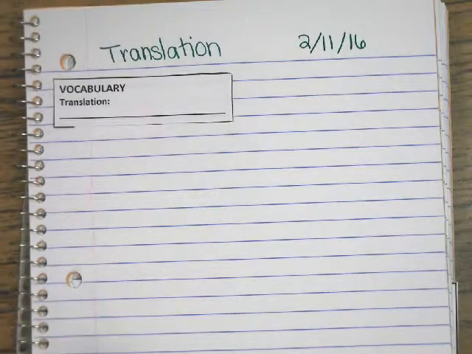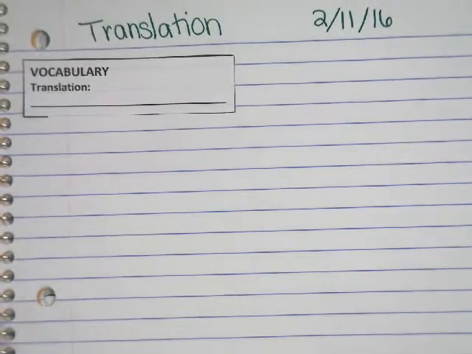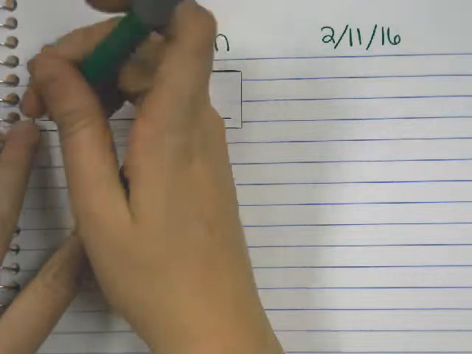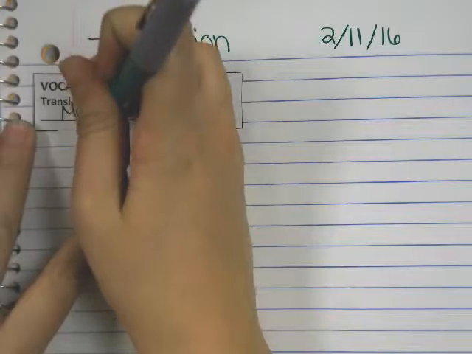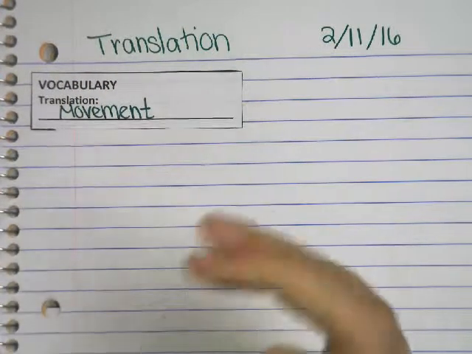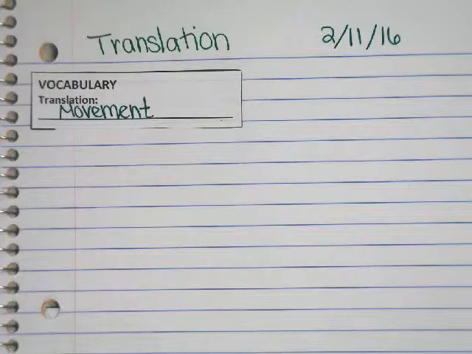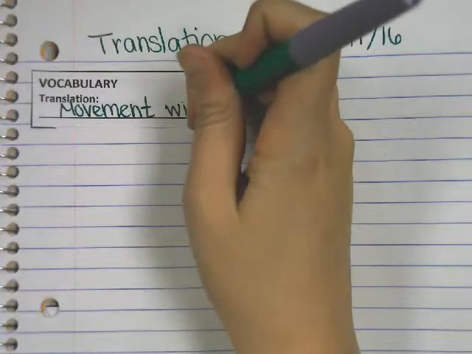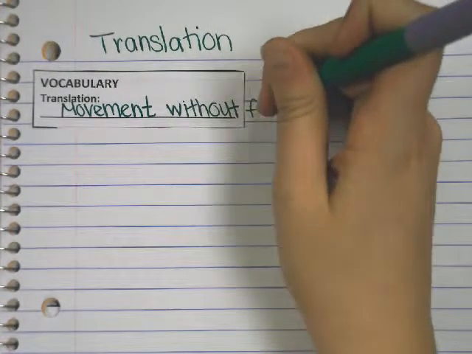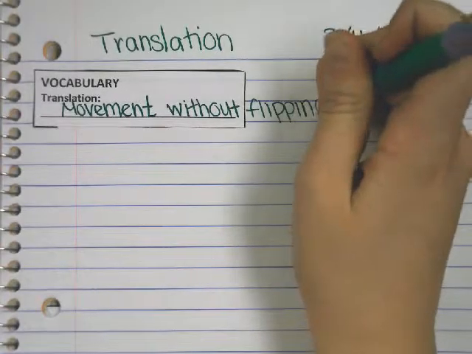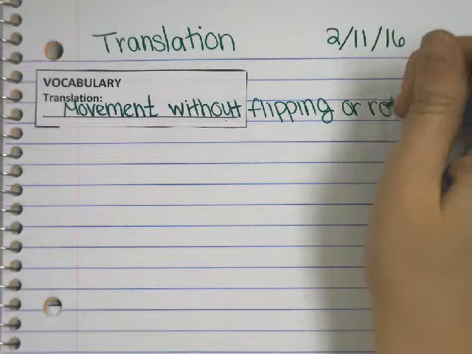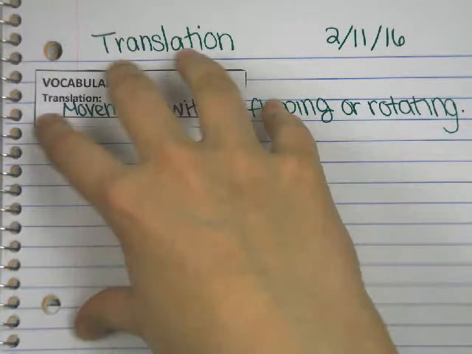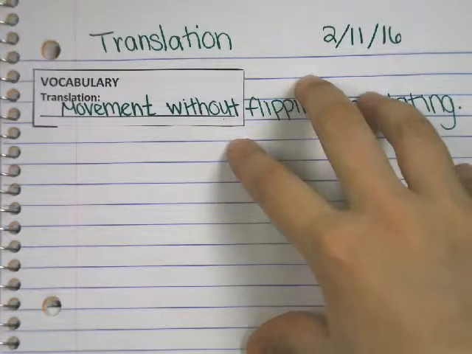The word translation is just a fancy word for something that's pretty simple. All translation means is to make a movement. You're going to take an object and move it, transform it, move it somewhere else. It's a movement without flipping or rotating, meaning we're just going to take our shape and move it somewhere else.